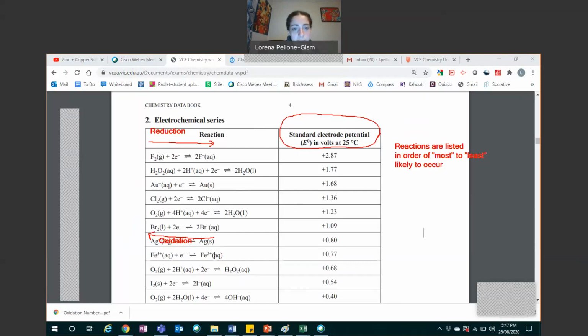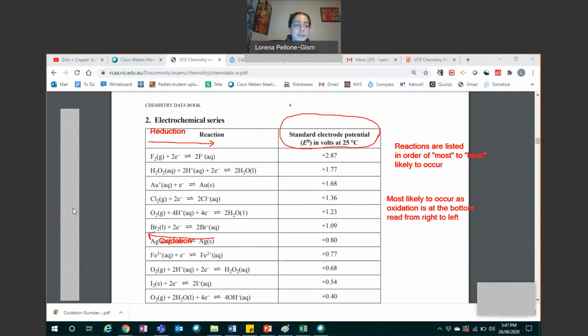The important thing is it's actually read both ways. So the reactions are written as most likely to occur as reduction reactions. But if you read it from the other way, at the bottom, you've got the most likely reaction to occur as oxidation. So most likely to occur as oxidation is at the bottom, read from right to left, because that's where we've got loss of electrons.